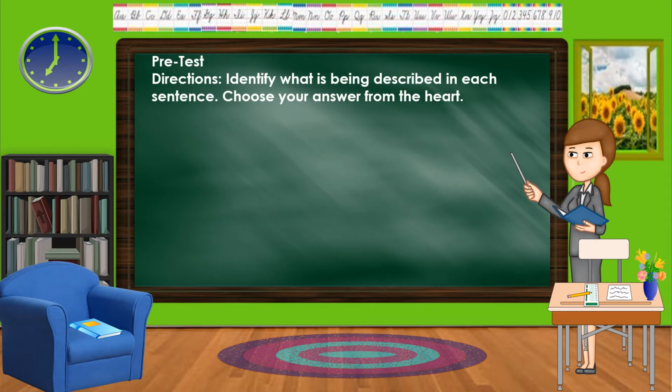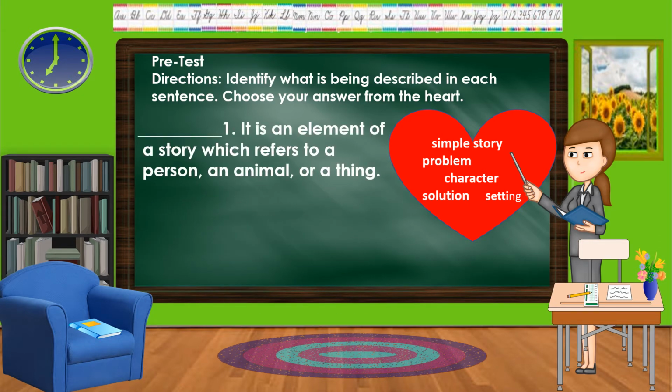But before that, let's have first the pretest. Directions: Identify what is being described in each sentence. Choose your answer from the heart. The words in the heart are simple story, problem, character, solution, and setting. Number 1. It is an element of a story which refers to a person, an animal, or a thing.